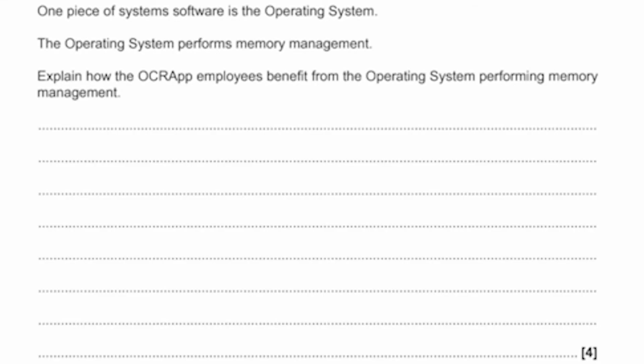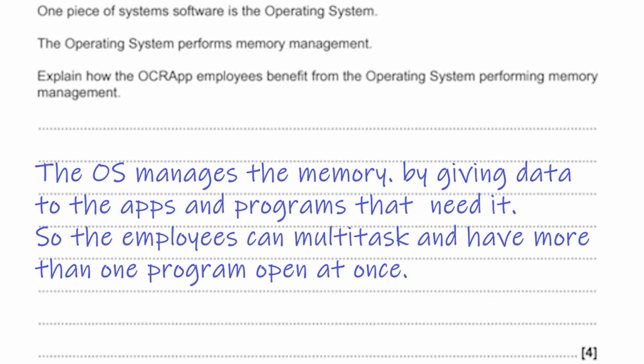Right, this exam question says one piece of system software is the operating system. The operating system performs memory management. Explain how the OCR app employees benefit from the operating system performing memory management. So actually this is quite a generic question, but they've given you a scenario, and that's the OCR app employees. So in your answer, you must refer to them.